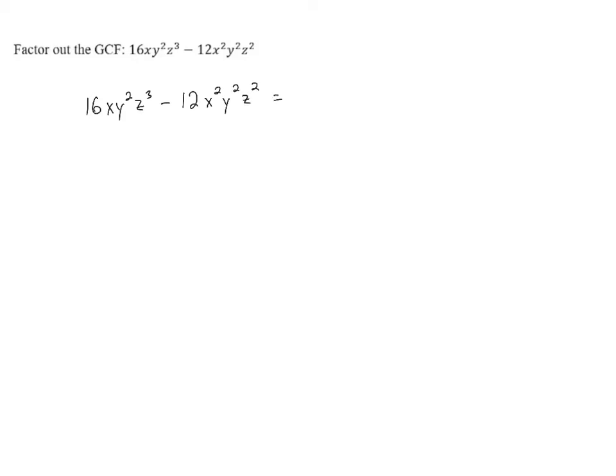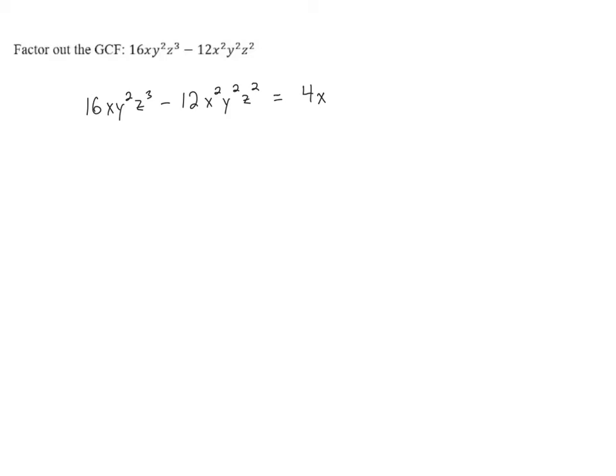And now we're going to look for the greatest common factor. If we start with the coefficients, 16 and 12 are both divisible by 4. So the GCF is going to contain a 4. Now we have to look at the variables, and we're going to look at each one separately. If we look at the x's, we have x and x squared. Now both of those contain an x, so the GCF is going to contain an x.